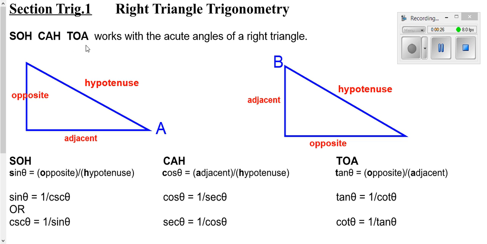Sohcahtoa deals with the acute angles of a right triangle. You cannot use Sohcahtoa with your right 90-degree angle or the right angle. If your angle was up here, your opposite would be on the other side, which is on the bottom. Your adjacent would be right here, which is next to your angle, and your hypotenuse would still be opposite your 90 degrees.